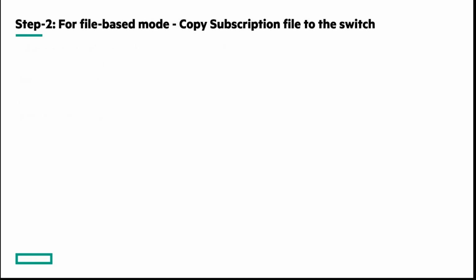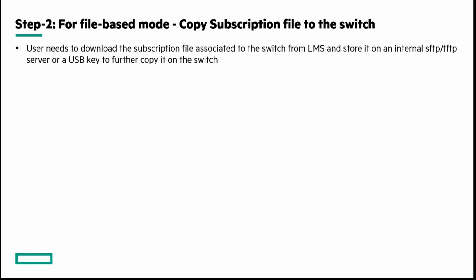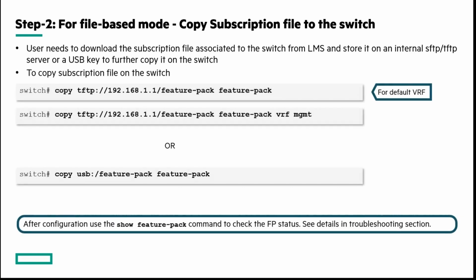So far, we have discussed step 2 of installation for cloud managed mode. But if the user opts for file-based mode, they have to follow the below process. Considering a user has already configured the mode as file-based, first the user should download the subscription file associated with the switch from LMS and store it on an internal SFTP or TFTP server, or on a USB key, to further copy it to the switch. After which they can use the copy TFTP or SFTP command to copy and install the feature pack. There is no need to manually perform any installation process, as installation will be automatically triggered once the feature pack file is copied to the switch.